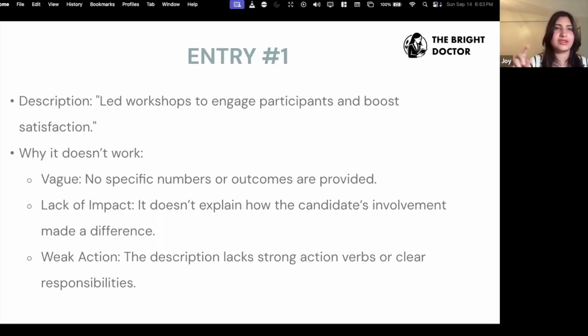There's a University of Saskatchewan website that has a list of common words and then other words that are more specific. So they have the word lead, and under it they have a bunch of options for synonyms that are more specific. I use that a lot as well. And also there's weak action demonstrated here because the description doesn't really have strong action verbs or any clear responsibility. So let's move on to the second entry now.